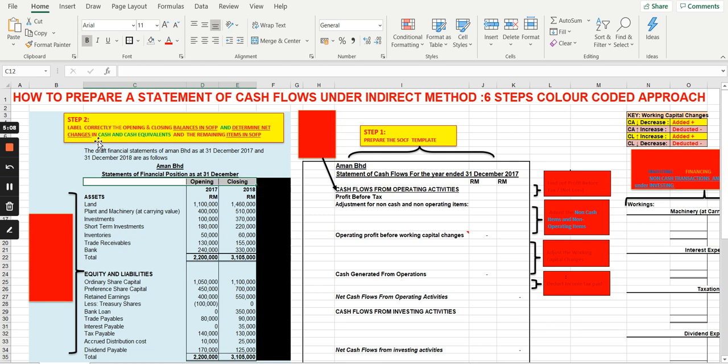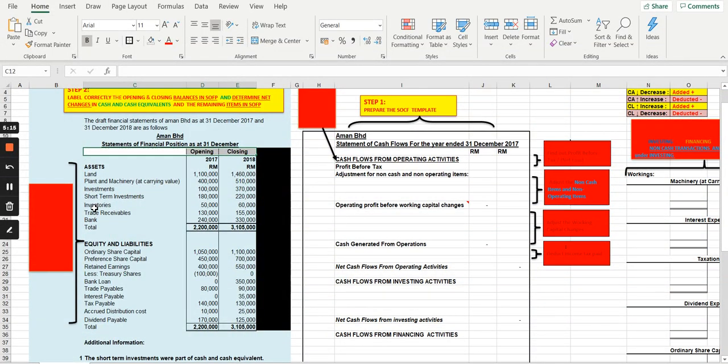And then you need to determine the net changes in cash and cash equivalent. First you go and determine what the changes in cash and cash equivalent are. To do that, you can create one extra column to the right side of your closing column, the so-called changes column. We will first do our item here, which is cash and cash equivalent. So we have to find out what is cash and cash equivalent. This is one of the items.